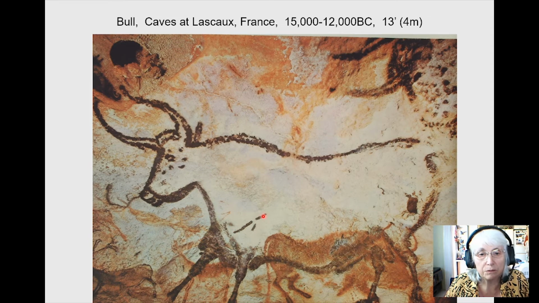These lines, we don't really know what they are, but they might well be arrows that are sticking in, and we don't know why these were painted. Obviously in 12,000 BC. This is a prehistoric period, which means there is no writing and they can't tell us what they were thinking.